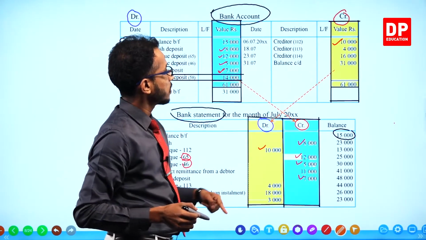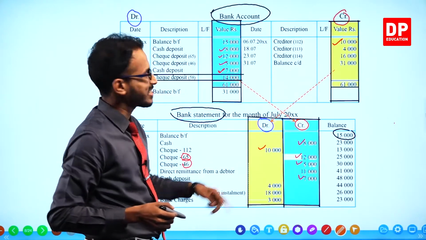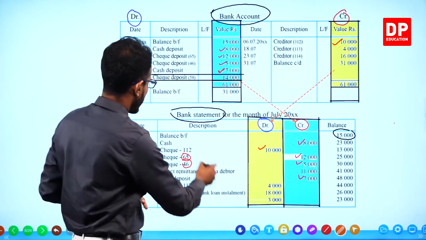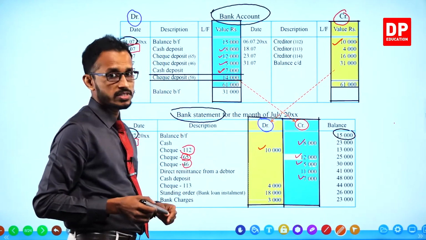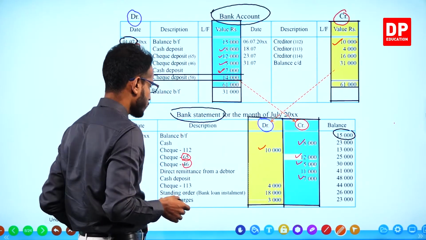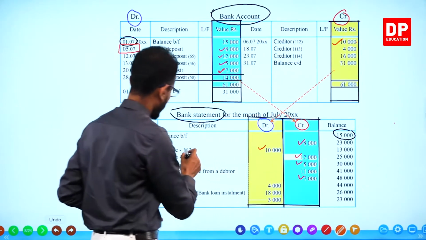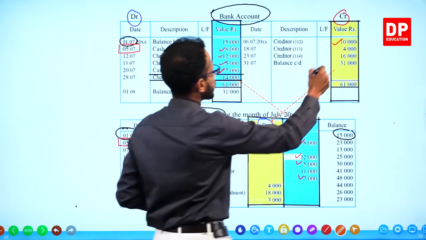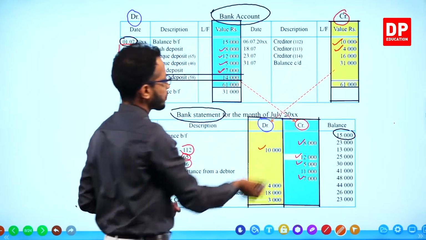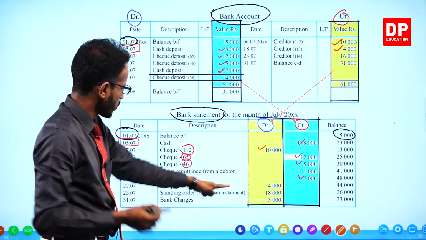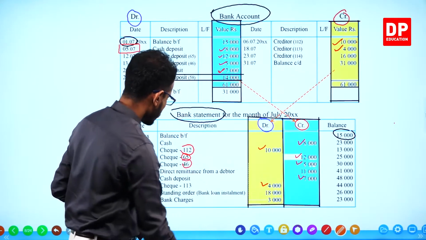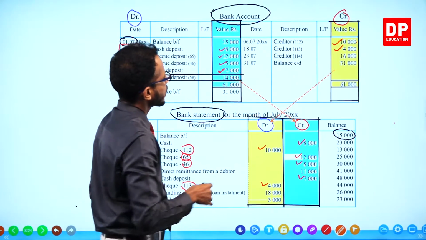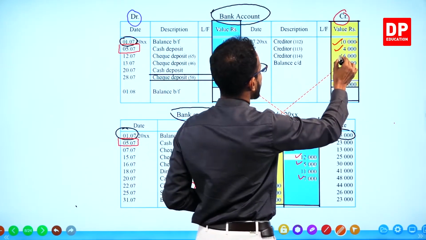Creditor 112, that means the check number which is given, which is issued. Check number 112 is here. Yeah. Next we have 4,000. Check number 113. 4,000, it's here. Check number 113. Done.